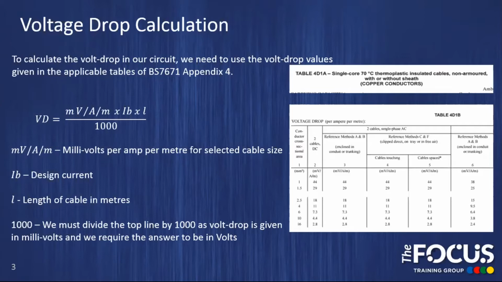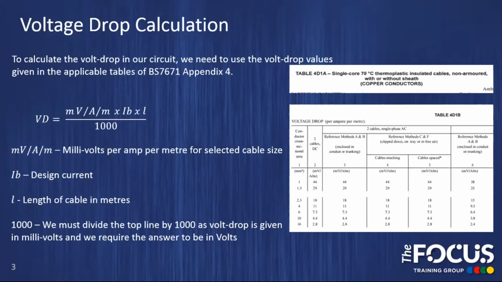The table we have an example of on the right hand side is table 4D1B, and this is the partner table for table 4D1A, which is single core 70 degree thermoplastic insulated cables, non-armoured with or without sheath. The first part of this table, 4D1A, would show the current carrying capacity of the different size conductors depending on reference method and type of current.